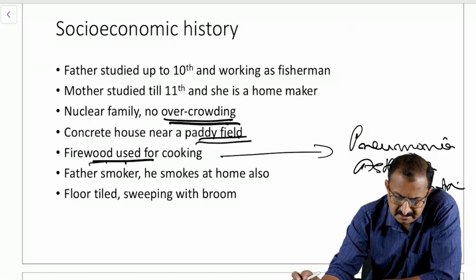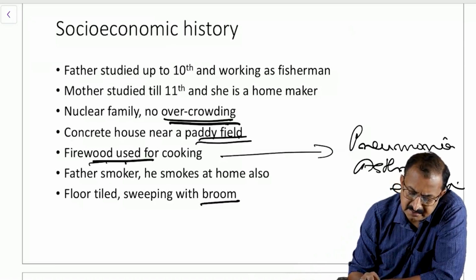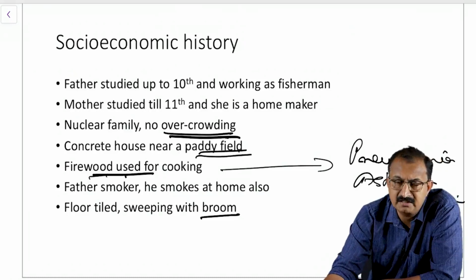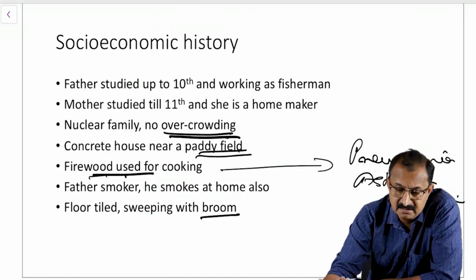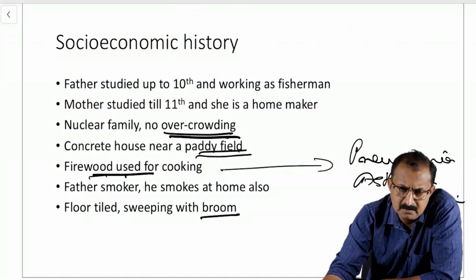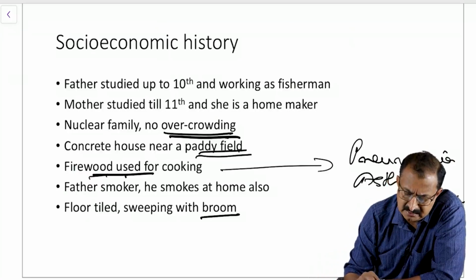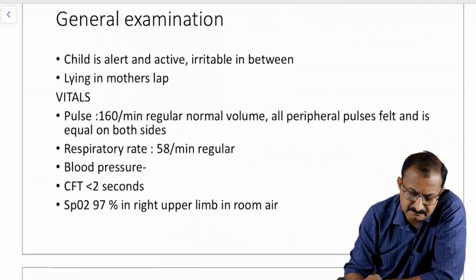The floor is tiled and they are sweeping the floor with the broom. So again, in conditions like asthma, you have to inquire all the details regarding the dust mite, whether the room is damp, whether they are having carpets in the room. So many details are important when you are suspecting asthma in the diagnosis.